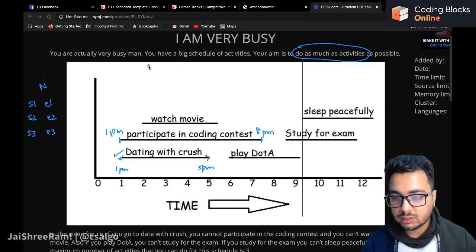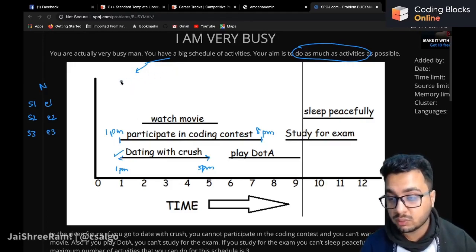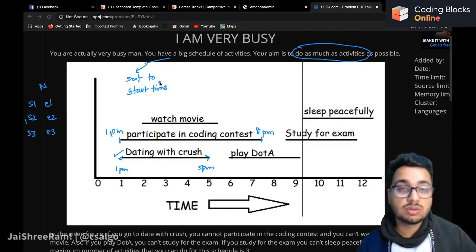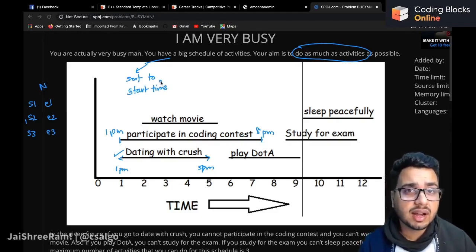Generally people have come up with different ideas. Maybe one person says, okay, I will do the activity that starts first. Given this data you can sort it according to start time. The activity that starts early, I should do it. But is it the right thing to do?